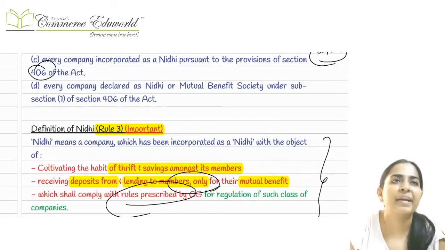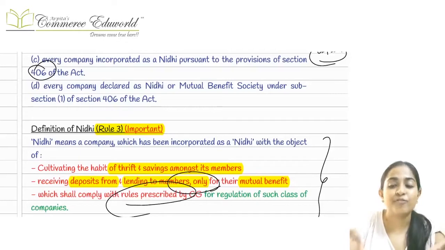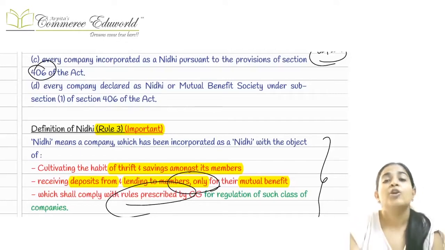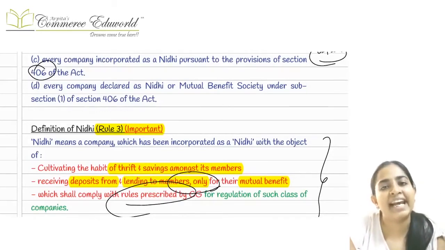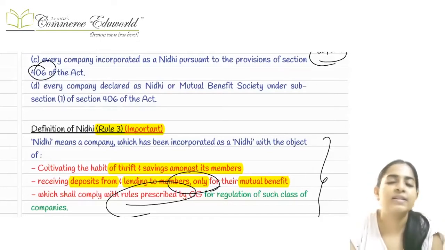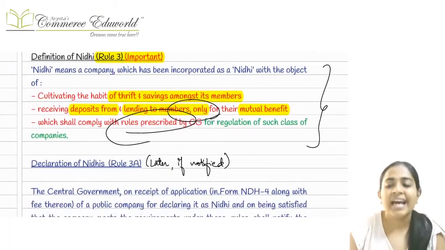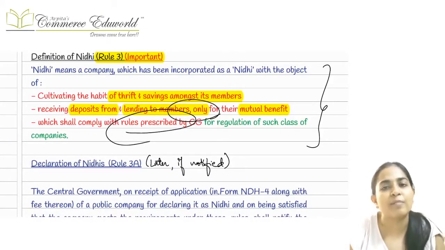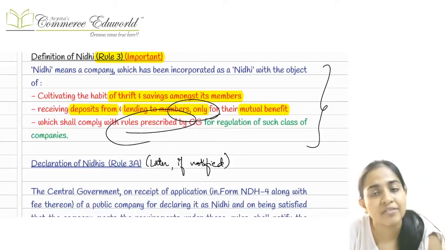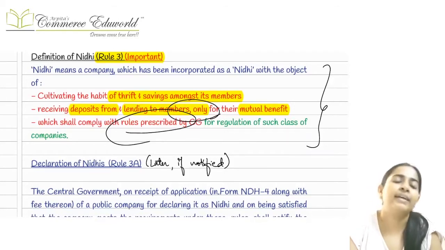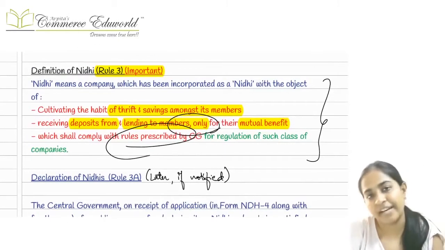A Nidhi company is such a company, the main objective of which is to cultivate a habit of saving among its members. It asks its members to save some money so that they can lend that money to the Nidhi company, and the Nidhi company can lend money to its needy members. Just try to remember this, a Nidhi company always works for the benefit of its members. It takes money from its members, it lends the money to its members. It provides other services also only to its members, and that's why we say that it works on the principles of mutual benefit.